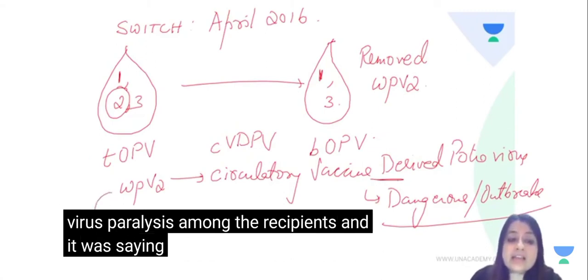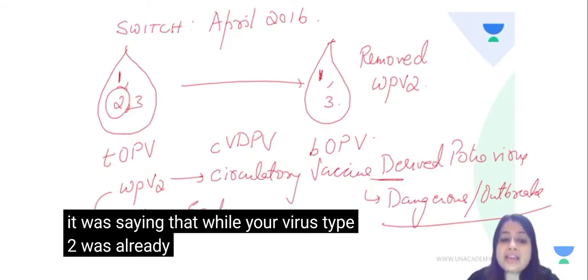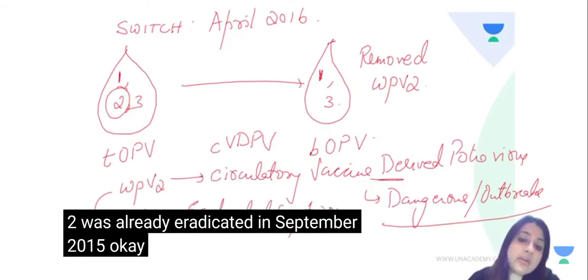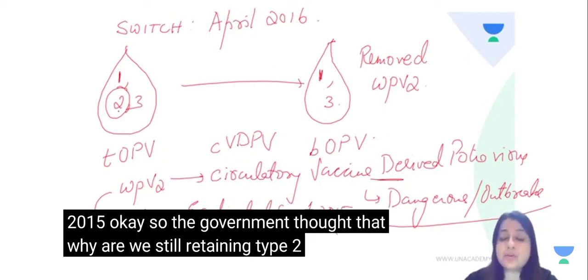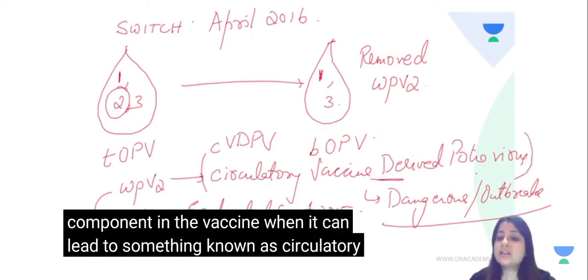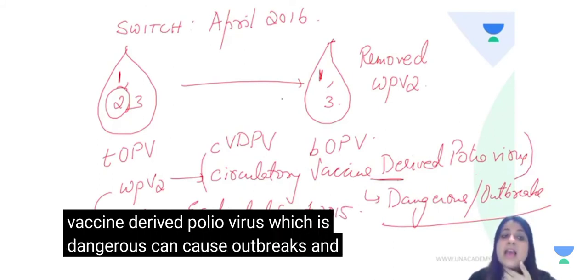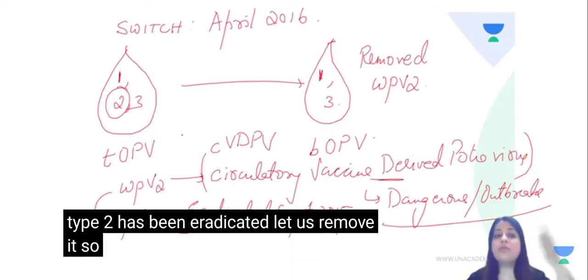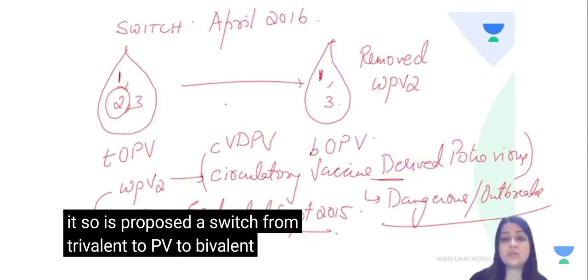And it was seen that wild poliovirus type 2 was already eradicated in September 2015. Okay, so the government thought that why are we still retaining type 2 component in the vaccine when it can lead to something known as circulatory vaccine derived poliovirus, which is dangerous, can cause outbreaks. And when type 2 has been eradicated, let us remove it. So we proposed a switch from trivalent OPV to bivalent OPV.